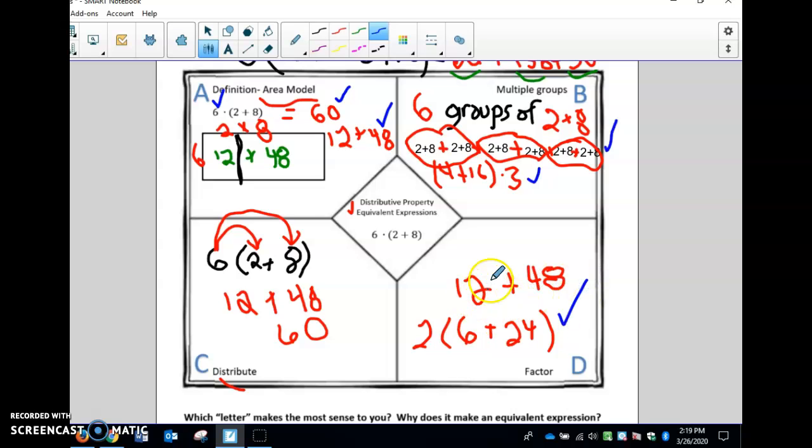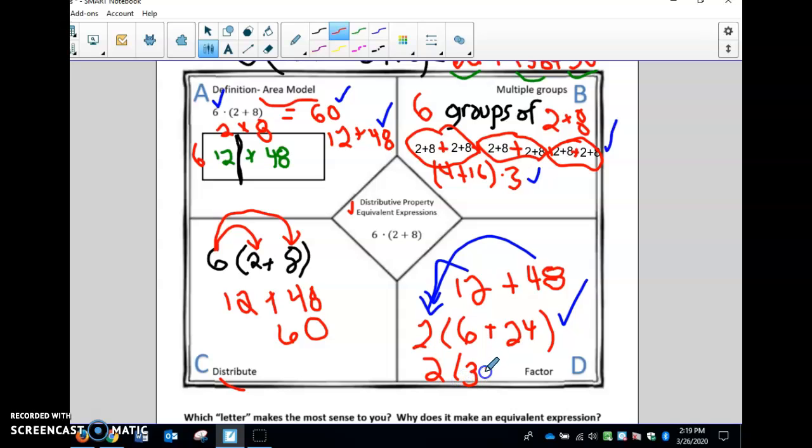And notice what I'm actually doing for this one is, instead of multiplying through like I did in the distributive model, I'm thinking about dividing this out and saying, okay, I know that I can take a 2 out of both of these terms. And if I divide them both out, then I've got 2 times 6 plus 24. Or if I did 6 plus 24, that would be 2 times 30, which is another equivalent expression. So you can see that I can use this idea of the distributive property.